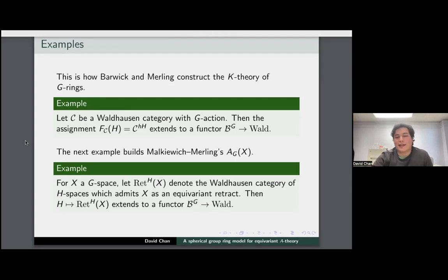The other one you might be interested in is how you construct A_G of X, or at least how Malkiewicz and Merling do it. So let X be a G space. You can consider the category of retractive H spaces over X. So these are spaces with an action of H and a retraction onto X, such that the retraction and the inclusion are maps of H spaces. And the important key here that makes this different from the one above is that you've specified the Waldhausen structure, which is genuine H equivalences between your spaces. And I claim this also extends to a functor from BG into Waldhausen categories, and you can take K-theory of this, and this gives you A_G of X.